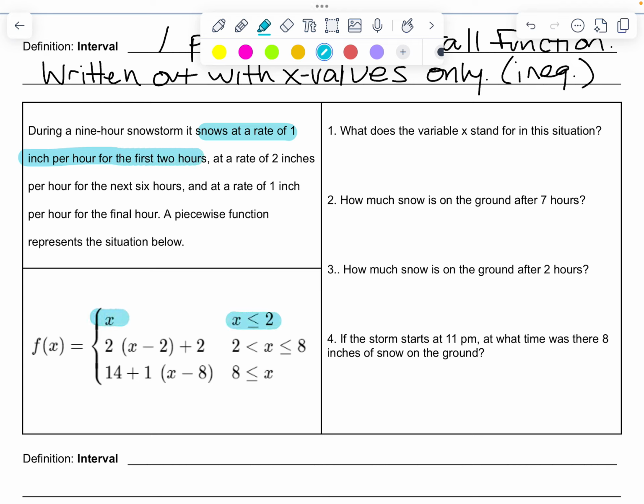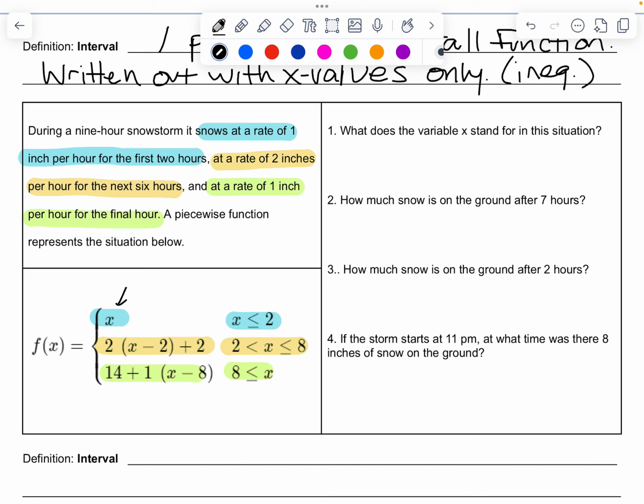We have its interval. Next up, we have at a rate of 2 inches per hour for the next 6 hours. So if we were at 2 hours, that will take us to 8. 2 plus 6 is 8. And then finally at a rate of 1 inch per hour for the final hour. And so we have 3 different functions in this piecewise function. We should hopefully be able to figure everything out with that.